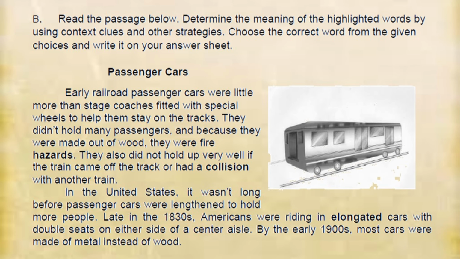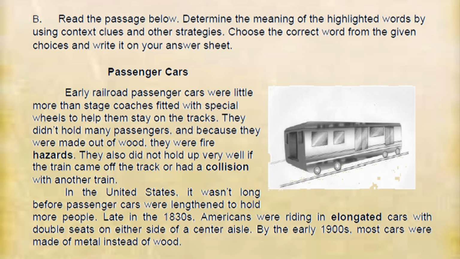Read the passage below. Determine the meaning of the highlighted words by using context clues and other strategies. Choose the correct word from the given choices and write it on your answer sheet. Passenger cars. Early railroad passenger cars were little more than stagecoaches fitted with special wheels to help them stay on the tracks. They didn't hold many passengers, and because they were made out of wood, they were fire hazards. They also did not hold up very well if the train came off the track or had a collision with another train.